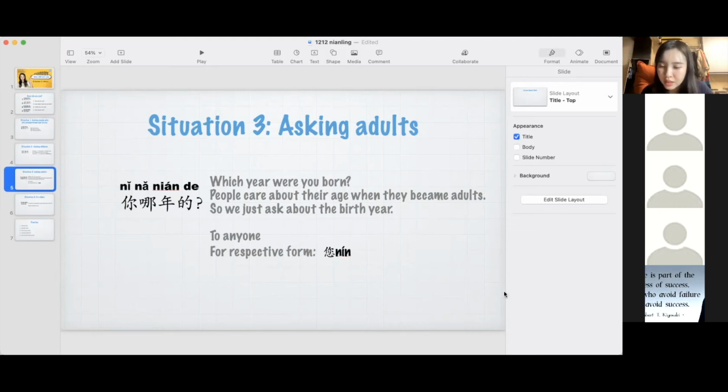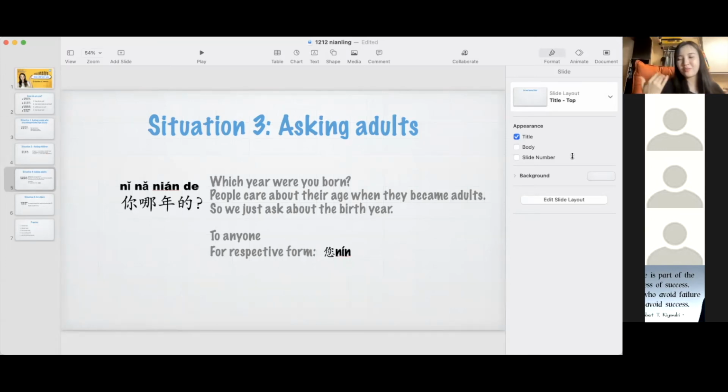For 2006, you can say 我06年的. Oh my god, you're so young. For Shandy, you can say 我98年的. Can you guys try again? 你哪年的? 我98年的. 对对对, correct. 我88年的. Yes, correct. It means she was born in 1988, right?